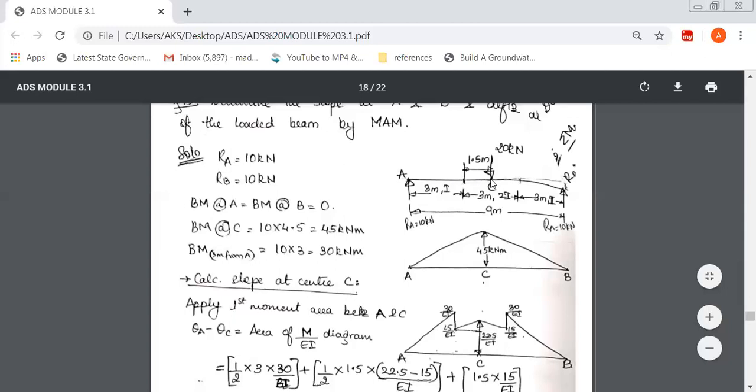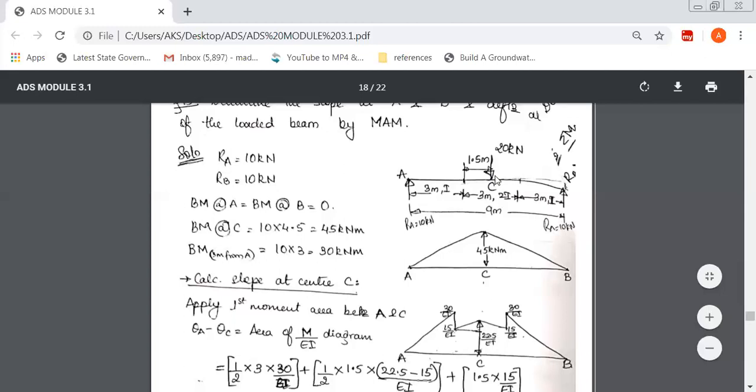To the left side of C, just check how many loads there are. This is point C. To the left side, there is only one load, RA, 10 kilonewton, and it is going clockwise. So to the left side, clockwise is positive. So it is 10 into its perpendicular distance. The perpendicular distance at C is 4.5 meter. So it is 10 into 4.5, which is 45 kilonewton meter.